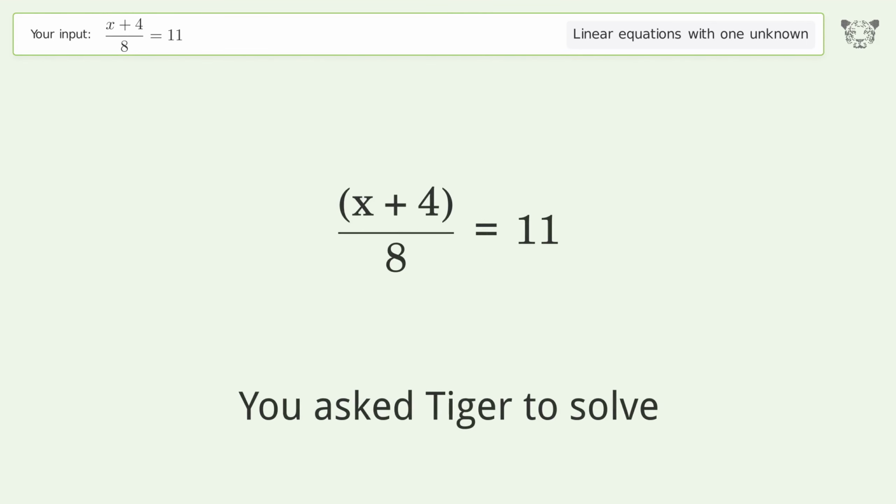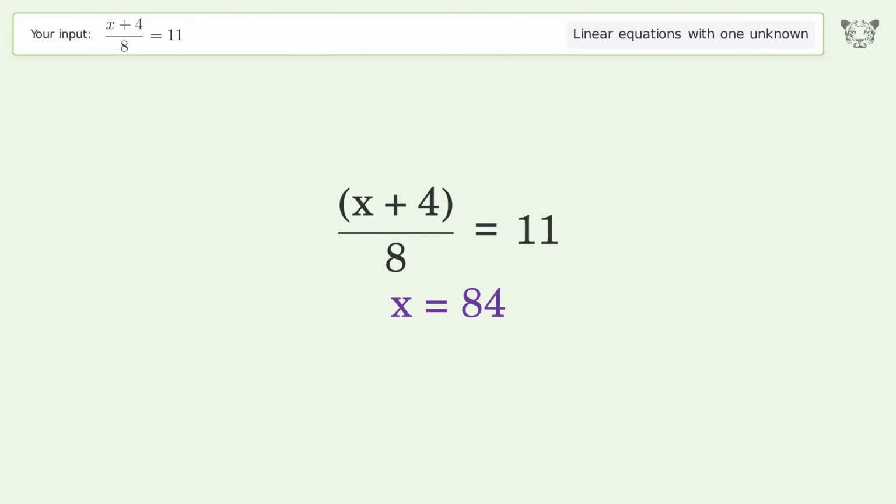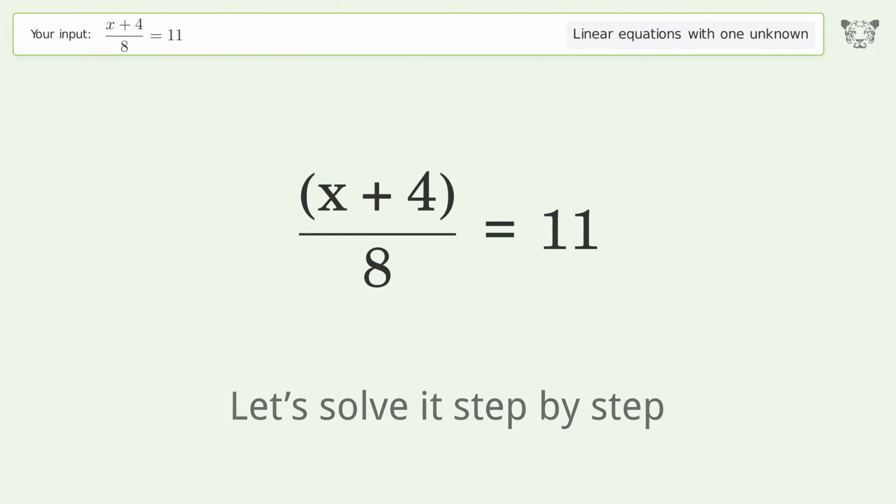You ask Tiger to solve. This deals with linear equations with one unknown. The final result is x equals 84. Let's solve it step by step.